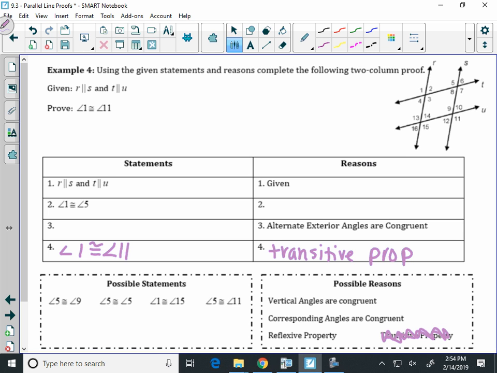Okay? They gave you statement number 2. They said angle 1 is congruent to angle 5. So looking at the possible reasons, the statement is talking about angles being congruent. Well, those 2 reasons are talking about angles being congruent. But again, we just talked about reflexive property. That's just saying something's congruent to itself. That's not really going to help us here. And we look at our diagram, angle 1 and angle 5, are they vertical or corresponding? And the correct answer is corresponding. So that's going to be our reason for number 2.